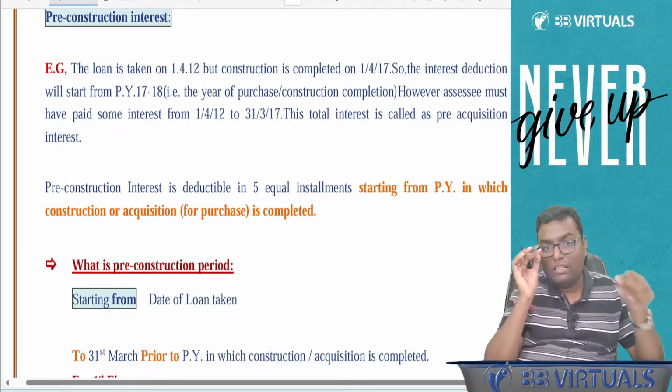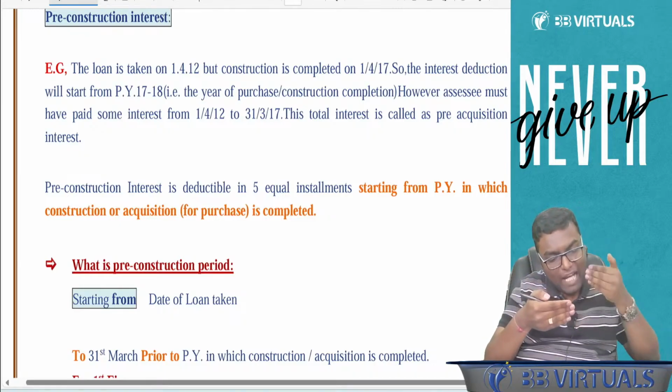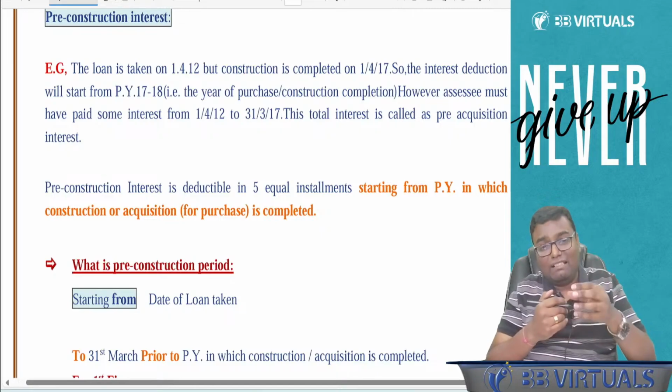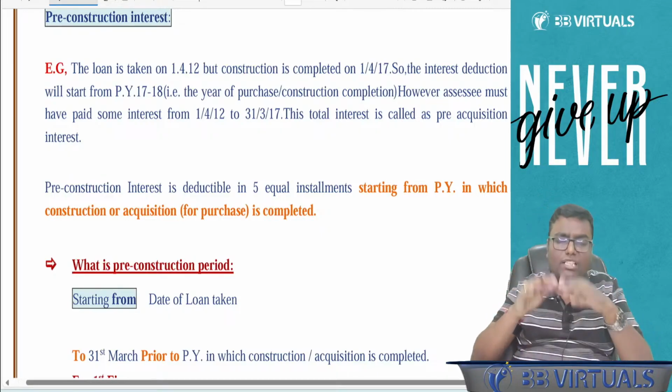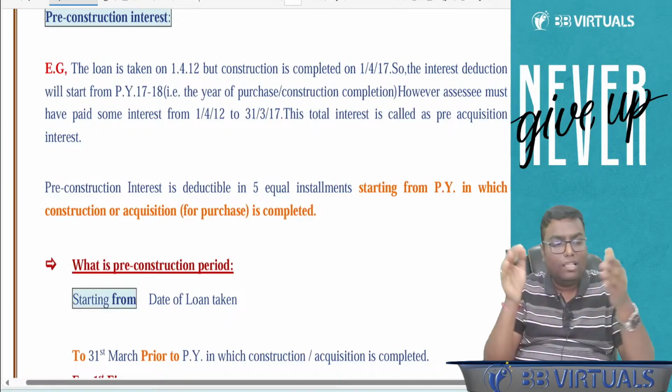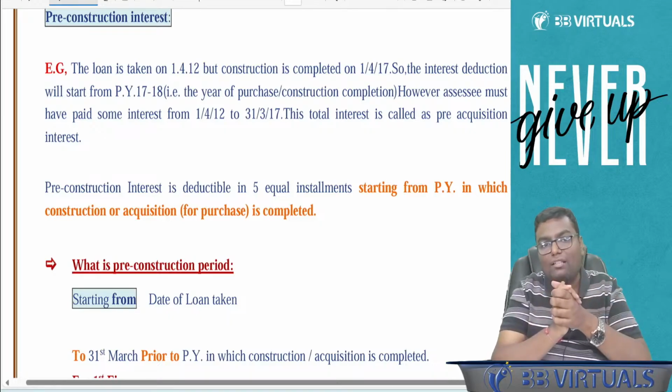But you need to understand that whatever is the deduction prior to that, whatever is the interest prior to that, is allowed as 5 equal annual installments from the year in which the property is purchased. And current year plus 1/5 of pre-construction total cannot exceed rupees 2 lakh.